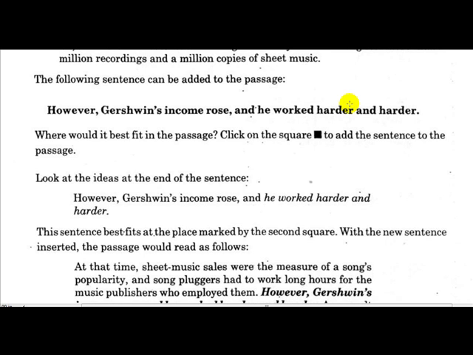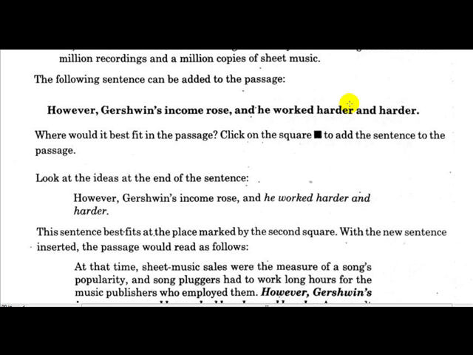You have the question: the following sentence can be added to the passage, and the sentence is, "However, Gershwin's income rose and he worked harder and harder." And we ask you, where would it best fit in the passage? Click on the square to add the sentence to the passage. Now look at the ideas at the end of the sentence. However, Gershwin's income rose and he worked harder and harder. This sentence best fits at the place marked by the second square.